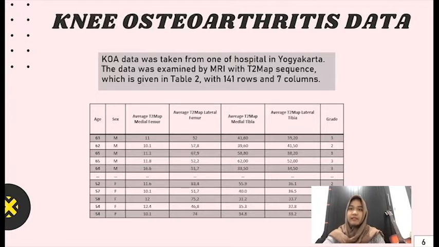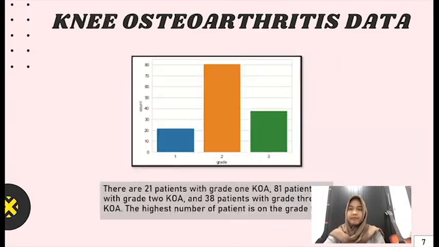There are age, sex, average T2 map medial femur, average T2 map lateral femur, average T2 map medial tibia, average T2 map lateral tibia, and the grade 1, 2, and 3. As we can see on the graphic, there are 21 patients with grade 1 KOA, 81 patients with grade 2 KOA, and 38 patients with grade 3 KOA. The highest number of patients is in grade 2.